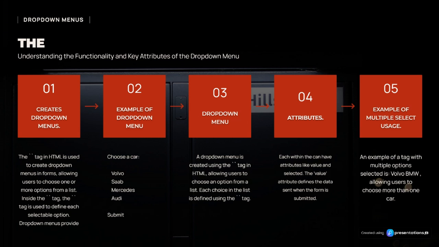Here we can see an example of a drop-down menu where you can choose a car: Volvo, Saab, Mercedes or Audi. A drop-down menu is created using a select tag in HTML, allowing users to choose an option from a list. Each choice in the list is defined using the option tag. An example of a drop-down with multiple options selected is Volvo and BMW, allowing the user to choose more than one car.